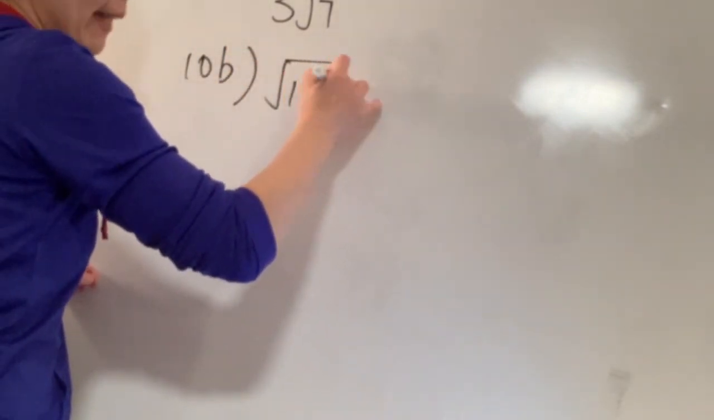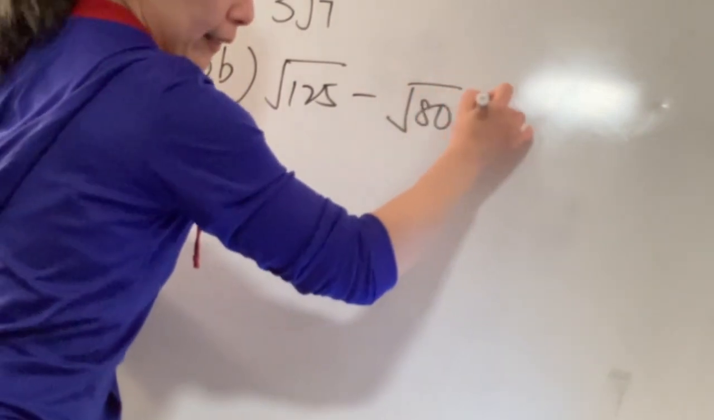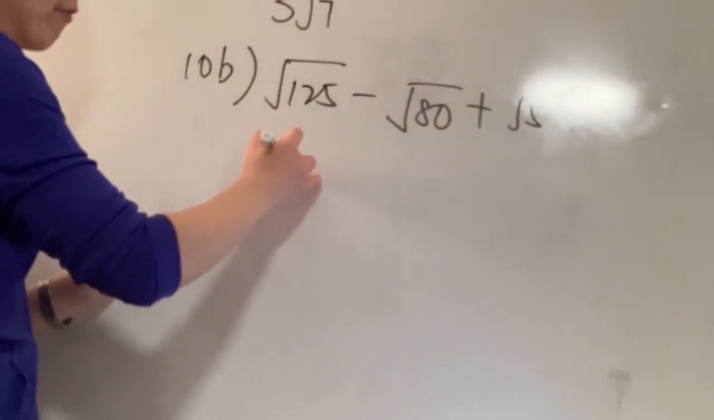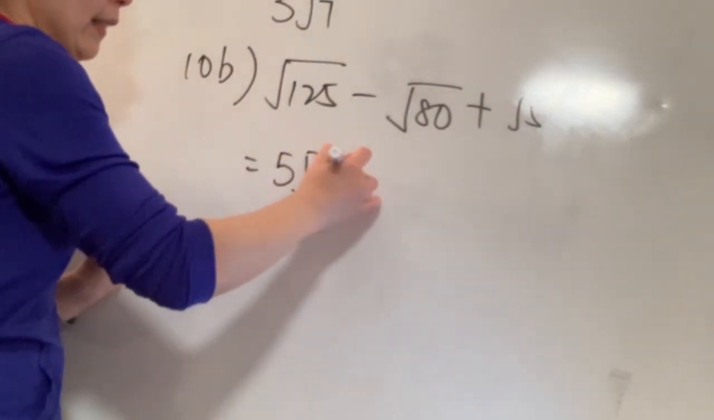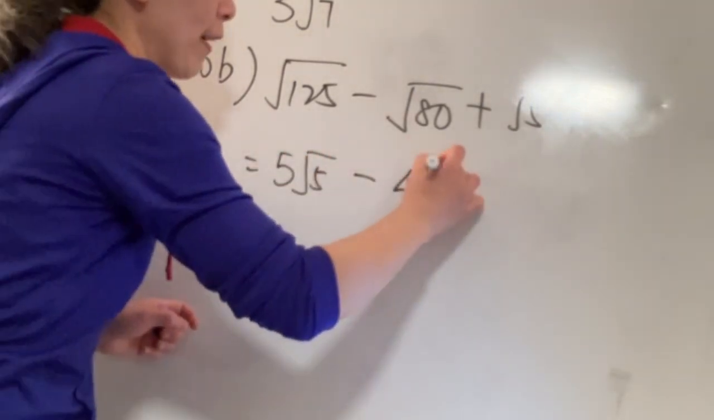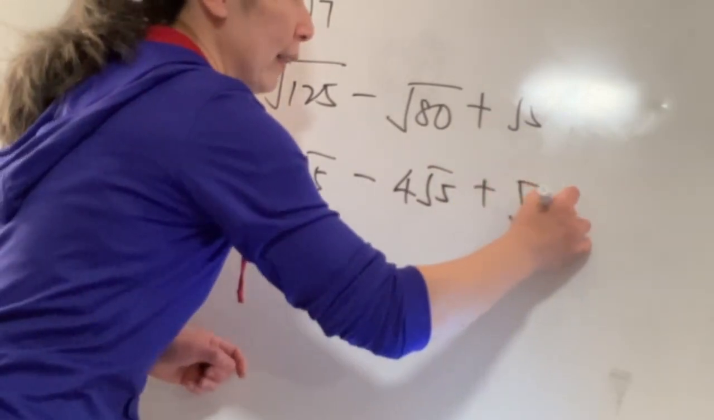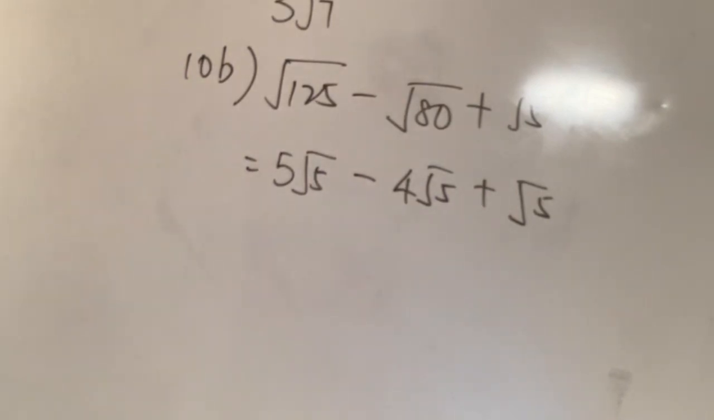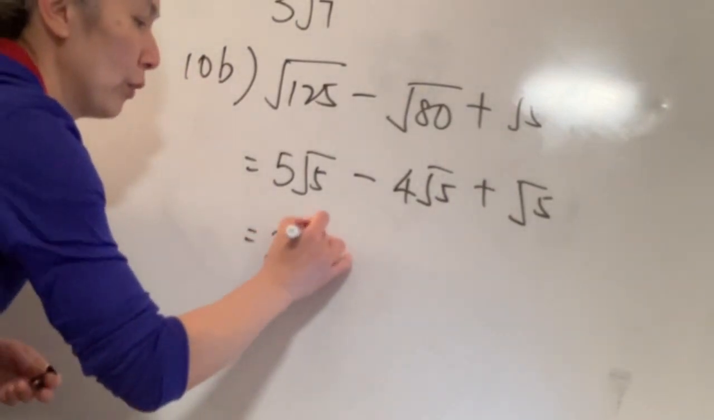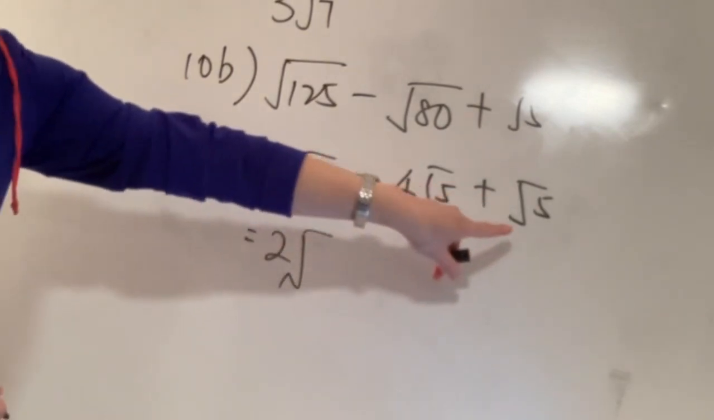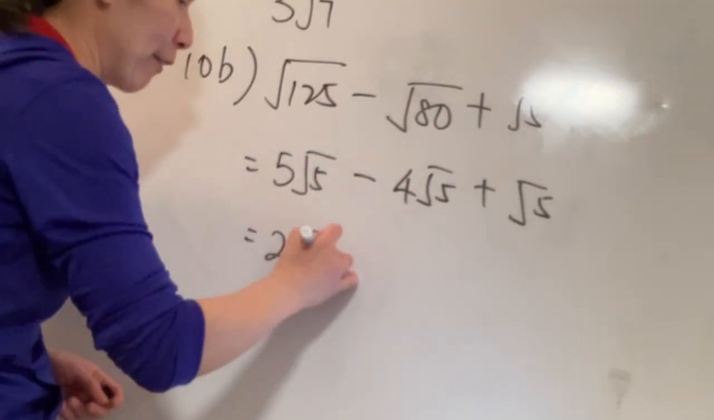Root 125. How can I simplify 125? 5 root 5, because it's 25 times 5. So I can write it as 5 root 5. Root 80 is 16 times 5, so it's 4 root 5, plus 5 root 5. So 5 minus 4 plus 1. You are going to have 5 minus 4 is 1, 1 plus 1 is 2. Yes, it's going to be 2 root 5.